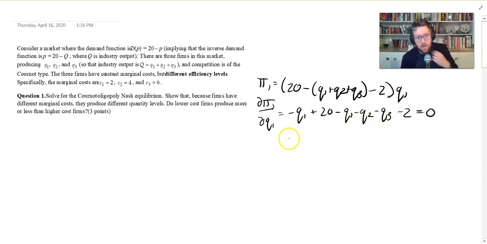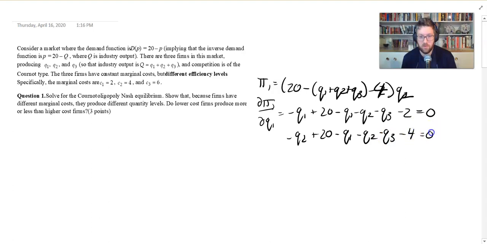Okay. If we were to do the same thing for firm 2, everything would be the same except we would change this to a 2, and we would change this to C2, which is 4, and that would give us negative Q2 plus 20 minus Q1 minus Q2 minus Q3 minus 4 equals 0. And if we were going to do this for firm 3, everything would be the same except this would be a 3, and this would be a 6. So the derivative would be negative Q3 plus 20 minus Q1 minus Q2 minus Q3 minus 6 equals 0.